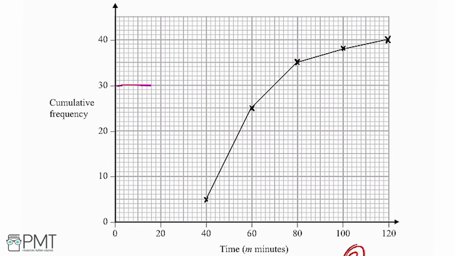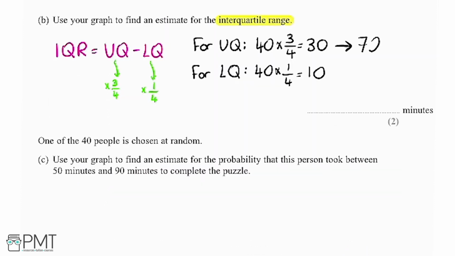Okay, so we're going to draw along from our upper quartile 30 to the line. So that gets us down to here. So 70 minutes. So for the lower quartile line, I'll draw along from 10. And that hits here. So we're going to go down like that. I think, look at that, that's about 45. So from that, for the upper quartile, 70 minutes. From the lower quartile, we got 45 minutes.